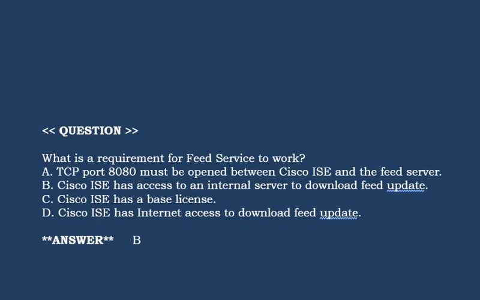Next question is, what is a requirement for feed service to work? Option A, TCP port 8080 must be opened between Cisco ISE and the feed server. Option B, Cisco ISE has access to an internal server to download feed update. Option C, Cisco ISE has a base license. Option D, Cisco ISE has internet access to download feed update. Correct answer is option B.